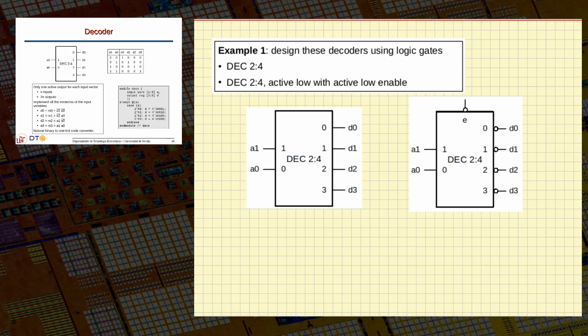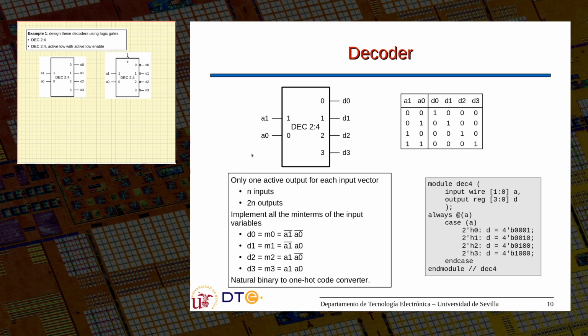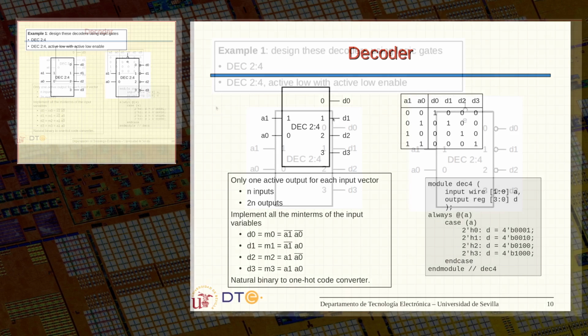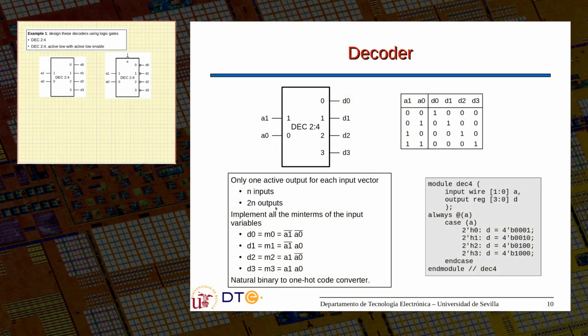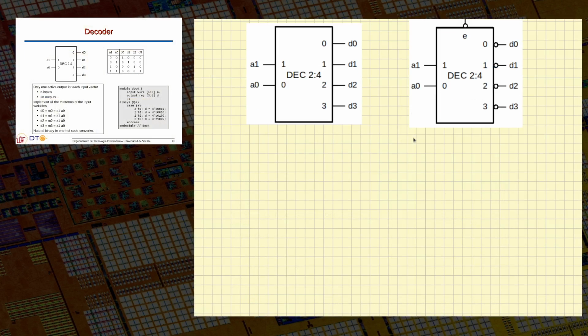Hi, in this example, we are going to see how to design decoders. The decoder design is actually very easy because, as we know from the decoder operation, the decoder implements all the minterms of the input variables at its output ports. So D0 will be minterm 0, D1 will be minterm 1, and I just need a few gates to implement any of those minterms.